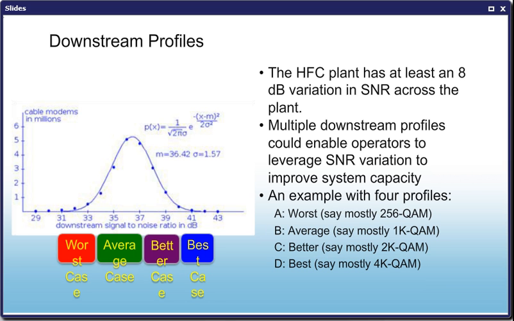So really, if we could measure the SNR at a particular modem, we could bin them into different use cases. We could have a worst case, an average, a better case, and then a really, really good case. And we could assign each of those different modulations. That's exactly what we were planning on doing with DOCSIS 3.1. So maybe your average case is 1K QAM, your better case is 2K, and your really good case is 4K. That's a very powerful feature.